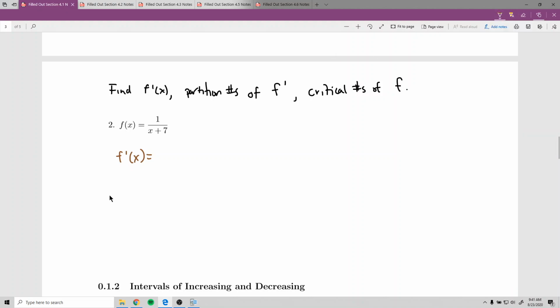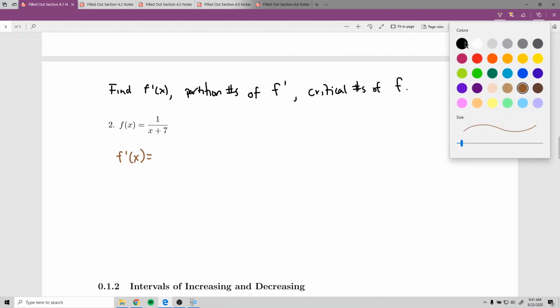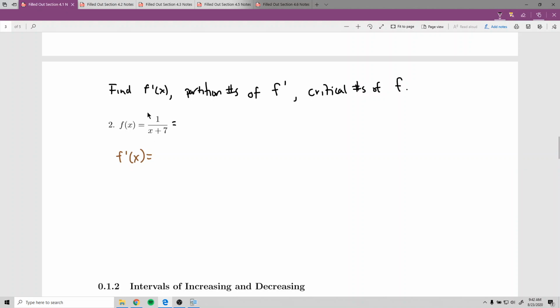All right, so to do the derivative here, there's two ways to do it. I'm going to do it the way that I prefer, which is, since there's just a 1 up here, if I bring the x plus 7 up to the top, this becomes x plus 7 to the negative 1 power. You can also use the quotient rule here. This is one of those rare examples where it's actually easier to do something else. But you can also use the quotient rule. It's totally up to you.